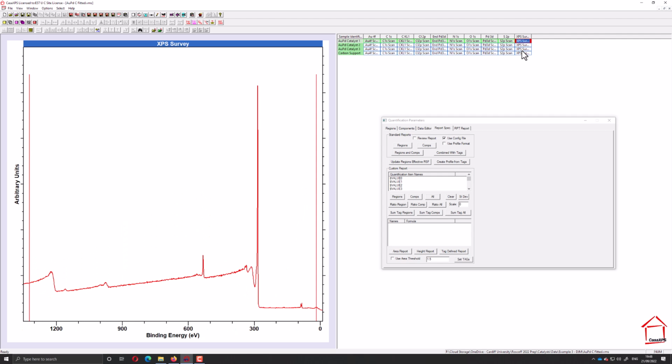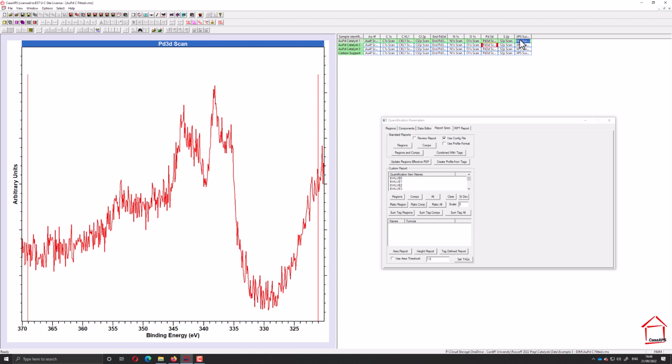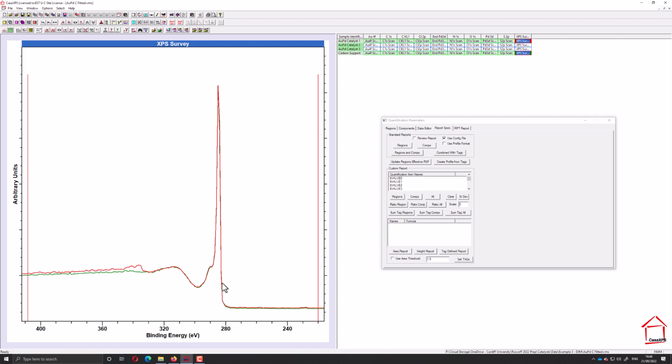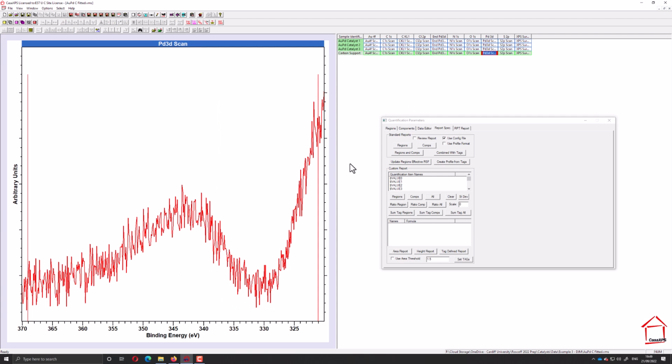And if we take the system which looks to have the most palladium, if we look at the survey, you can see the palladium region here, and compare it to that clean, or what we call clean carbon support, and zoom in, we can see that these match very nicely. So we don't expect any significant difference. Therefore we can model this peak shape, or this loss, with a series of peaks.